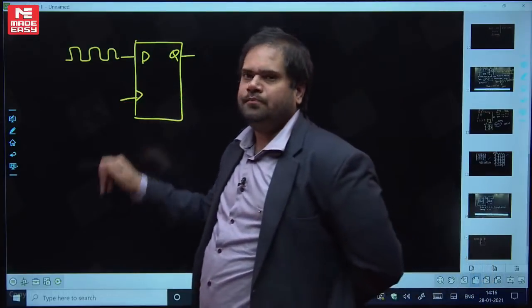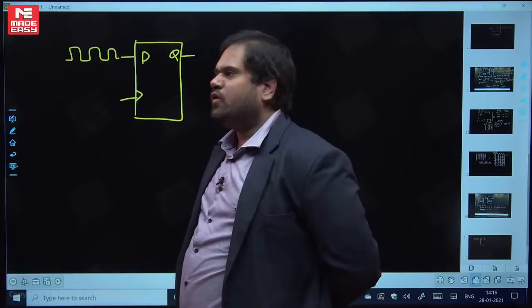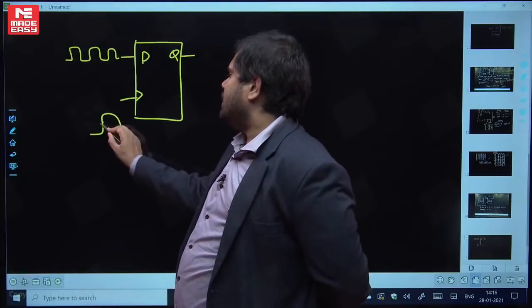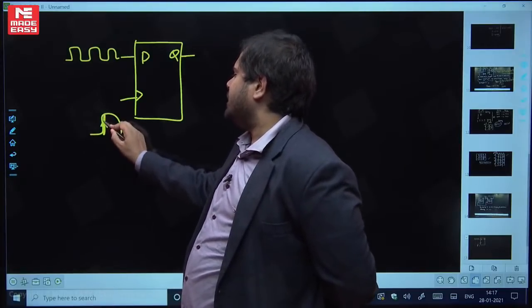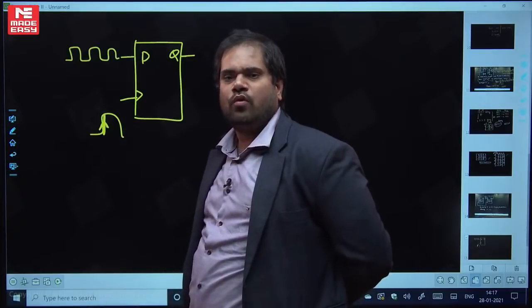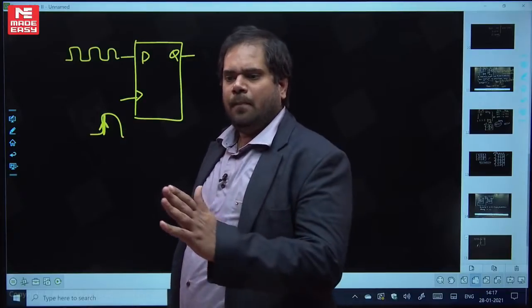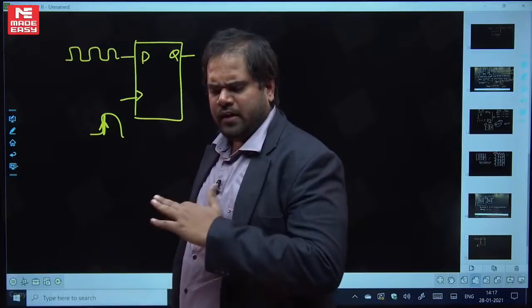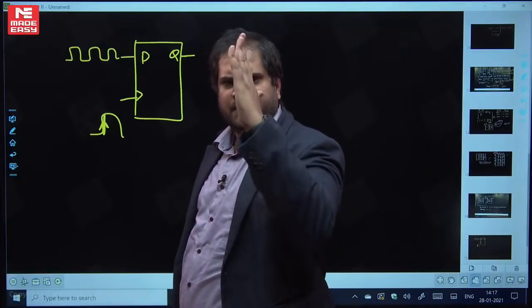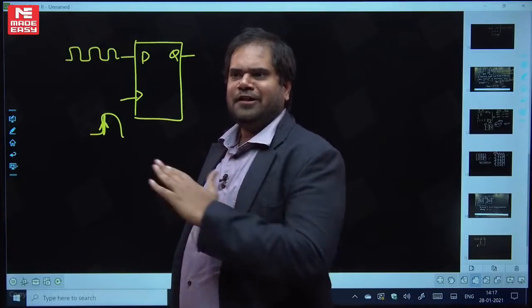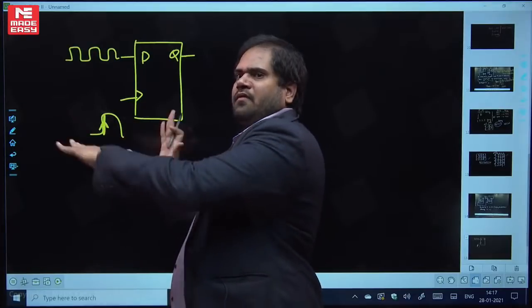This is edge triggered. Edge triggered means what? The circuit works only on the edges. That means it will not work before, it will not work after. The circuit basically works only on the edges. Neither does the circuit work before, nor after.